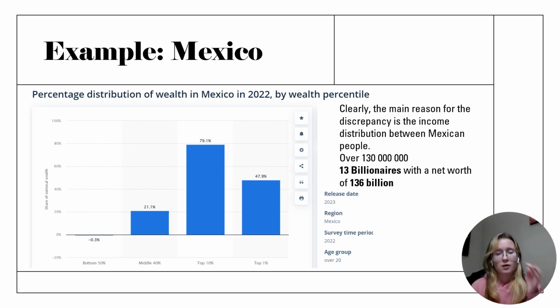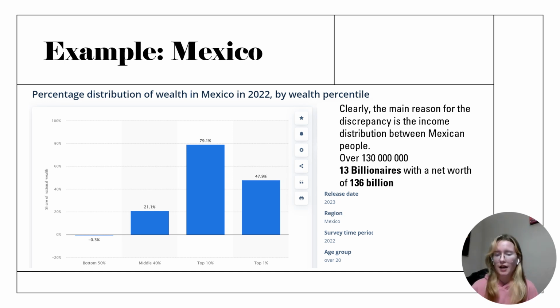That is not the case, however, where if you see the very first bar on our graph there is 50% of the population who has almost none of the country's money. So the upper half of the country has all of it. So they have over 130 million people, and they have 13 billionaires whose net worth alone between these 13 people is $136 billion. So clearly the top 1%, top 10%, they have all of the money within Mexico.